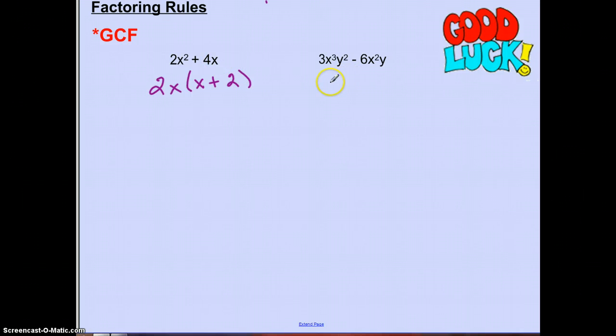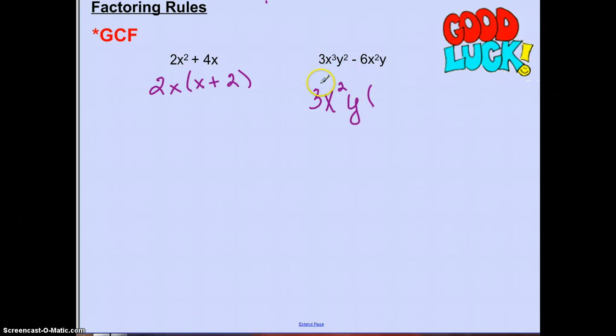All right, looking at the second one, I look at the coefficients first. I have a 3 and a 6. I can divide each one of those by 3, so I'm going to put my greatest common factor out in front. I have an x cubed and an x squared. If I have the same variable, the power that goes out the side is always the lower of the two powers. So this would have an x squared, and then I've got a y squared and a y, which is just y to the first power, so I'm going to use the lower exponent. And I actually have to divide each one of these by 3x squared y.